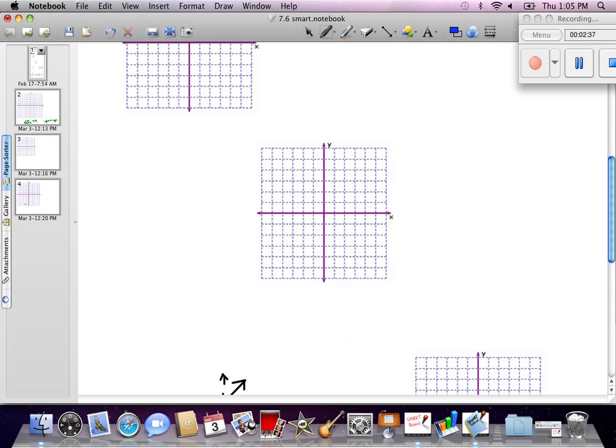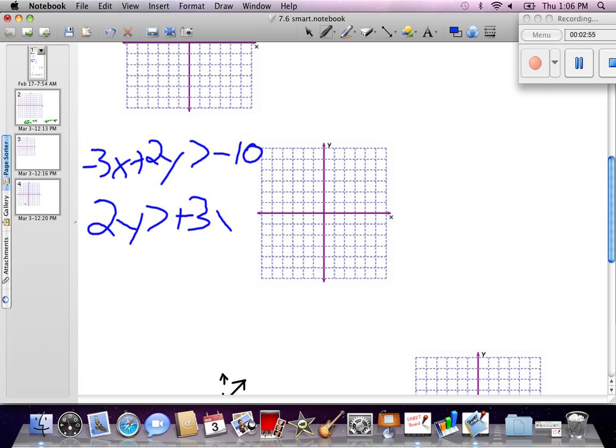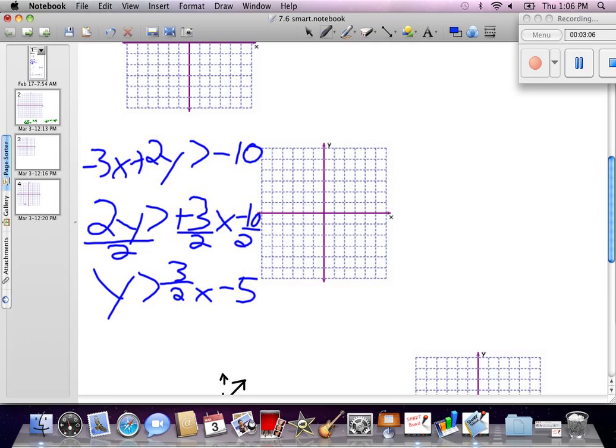Okay, for B, we've got, please stop talking, negative 3x plus 2y is greater than negative 10. So first of all, is this in slope-intercept form? No. So I'm going to add 3x to both sides first, and I'm going to get 2y is greater than positive 3x minus 10. Then I'm going to divide everything by a 2, and I'm left with y is greater than 3 halves x minus 5. Now that's in slope-intercept form. So now I'm going to graph it on the graph.